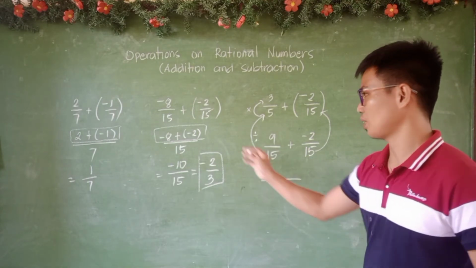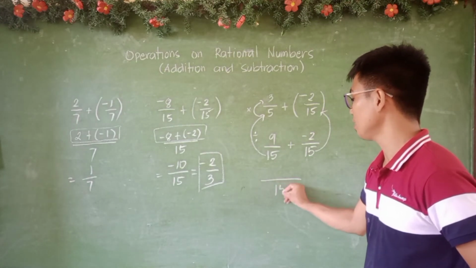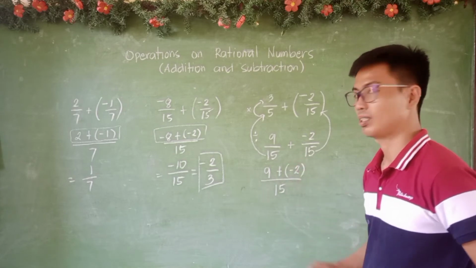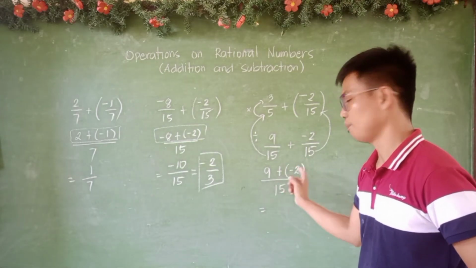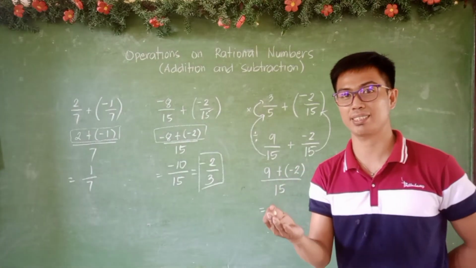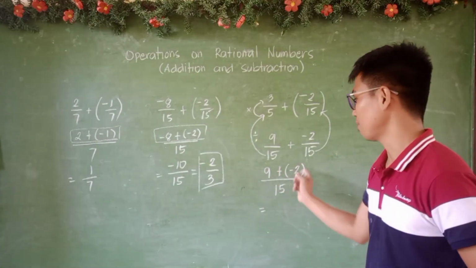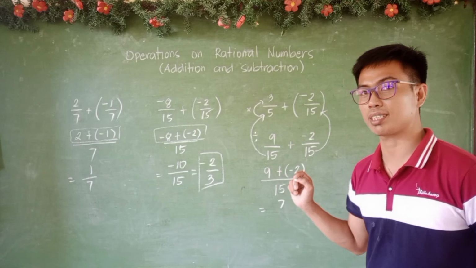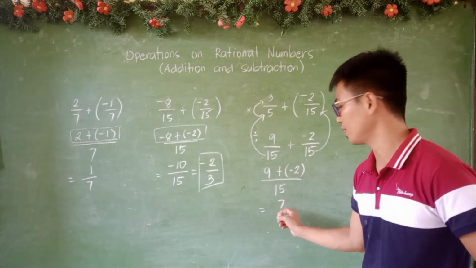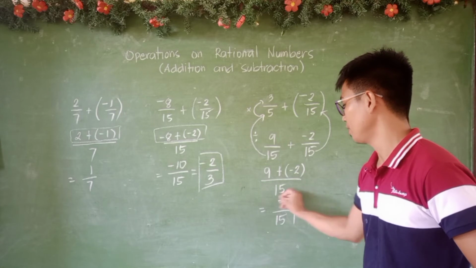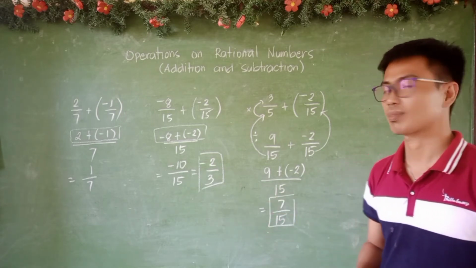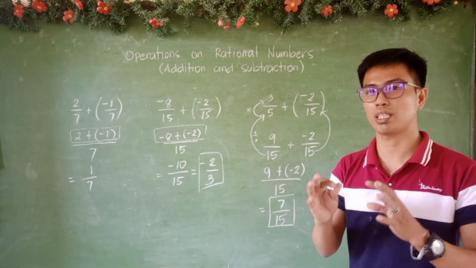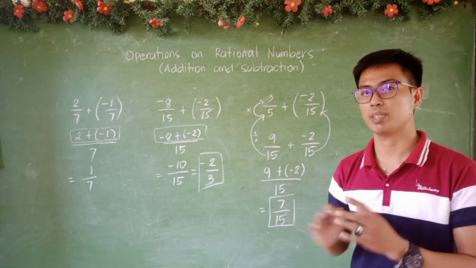So going back to the process, so magiging 15 and then we have 9 plus negative 2. And the result will be, 9 plus negative 2 is different sign integers, so we're going to subtract. So 9 minus 2 is 7 and the higher number is 9, so that means the sign of the given is positive. So that is positive 7 over 15. So that is for addition. So ganun lang siya. Alam natin yung concept ng integers at alam natin yung concept ng fraction. So madali niyo siya masasagutan.